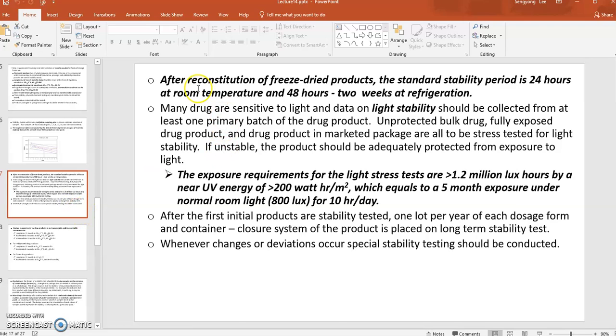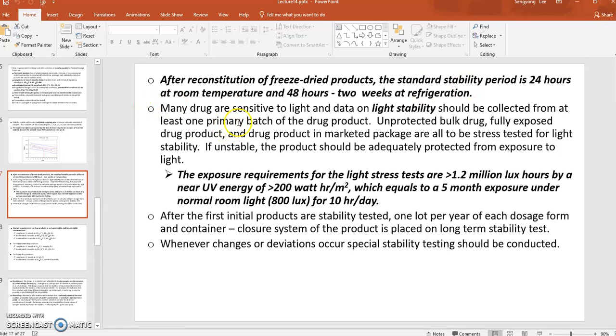Okay, so after reconstitution of freeze-dried product, if we are dealing with freeze-dried products, then what kind of stability study is needed? So the standard stability period is 24 hours at room temperature. That's after reconstitution is done. Reconstitution means what? A freeze-dried drug should be reconstituted with the diluent before you give the injection, right? Once you reconstitute it, is your drug still active and maintained at good efficacy? That's what it means. Room temperature for about 1 day, 24 hours, your drug should be still good. Okay, but if it's refrigerated, at least 2 days, your drug should be still good. That's the requirement for your freeze-dried drug.